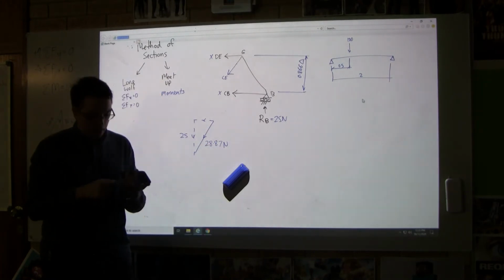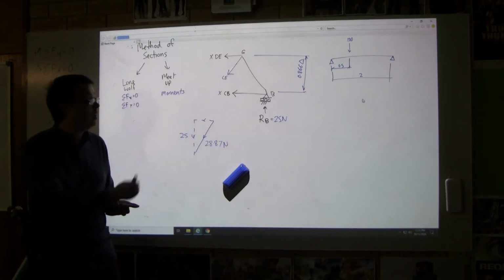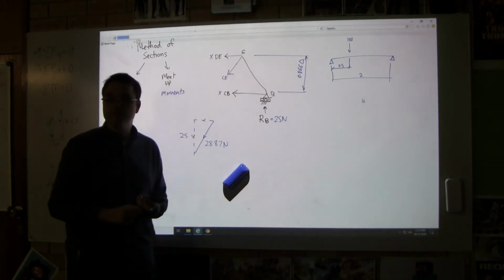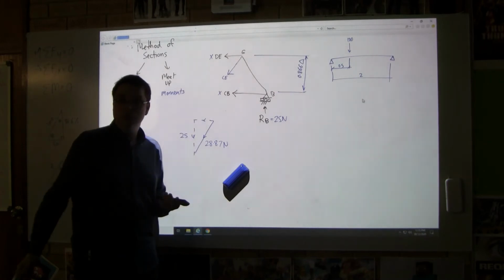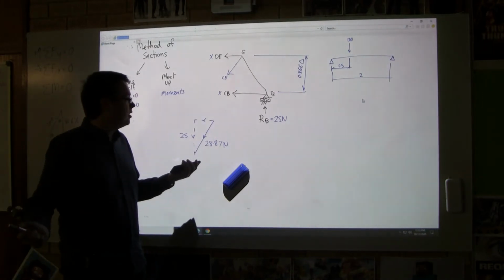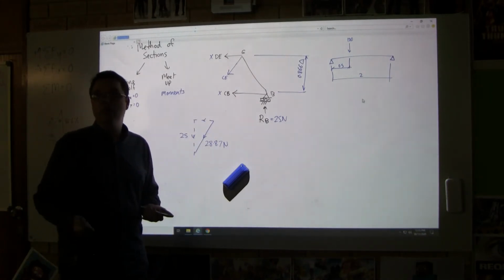Now the question is, is it going to be in tension or compression? What did I assume up here? Tension. I assume tension. Does my arrow match my assumption? Yeah. My arrow matches my assumption, therefore it's going to be 28 in tension.